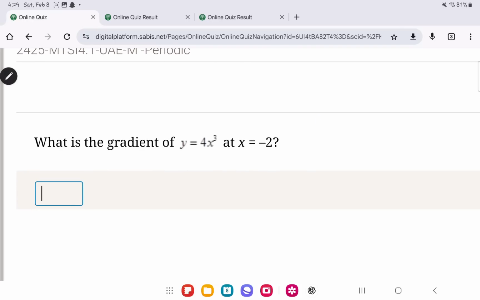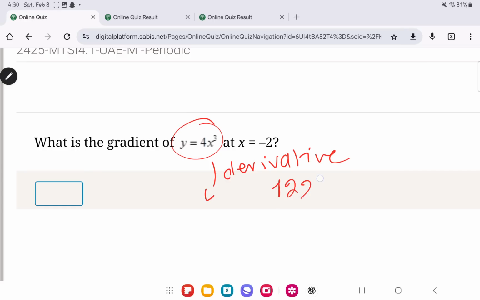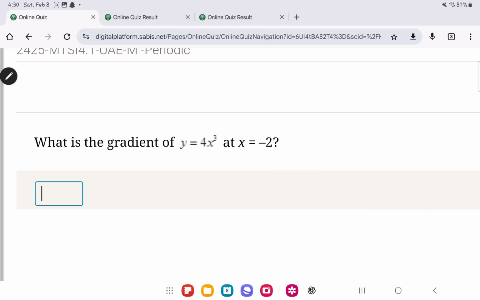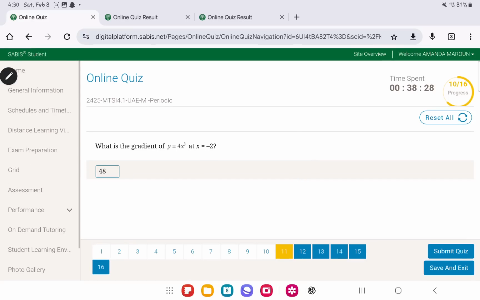We move on to question number 11. Again, they need us to find this gradient over here. To find this gradient, we just find the derivative, as long as it is in simplest form. So it becomes 12x to the power of 2. When x is minus 2, so 12 times minus 2 squared, which then becomes 12 times 4, which is then 48. So the gradient at this point is then 48.